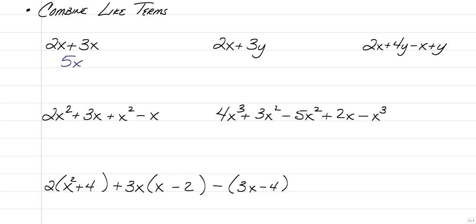The third one, we have x's and y's. We have a 2x and we have a negative x. So that means that we have 2x and then we take one away. You are left with just x. And then you move on to your y's. You have 4 y's, and then you gain another y. So you have 4y and another y. That's going to give you a total of 5 y's.